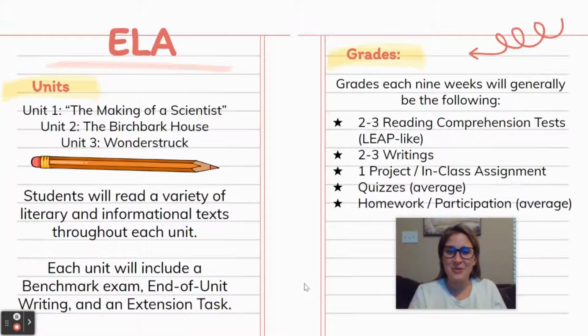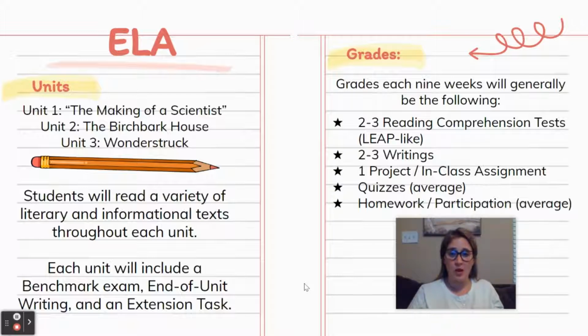Hi parents, welcome to Open House. This is Miss Russo. I am your child's ELA teacher this school year. So I know Miss Schultz went through a lot of general fifth grade information, so I'm popping in just for a second to kind of give you an overview of ELA this year and what students' grades will consist of through ELA.